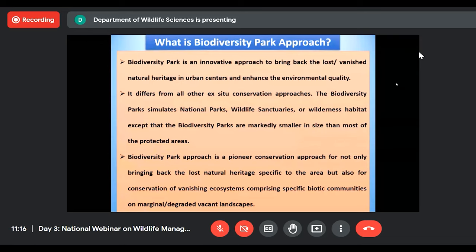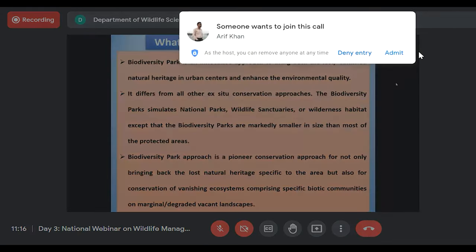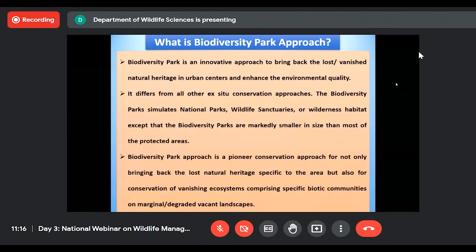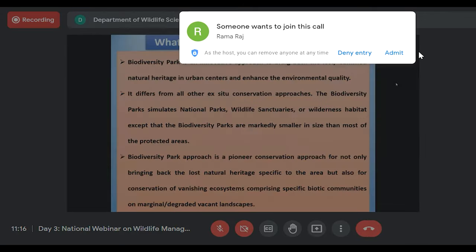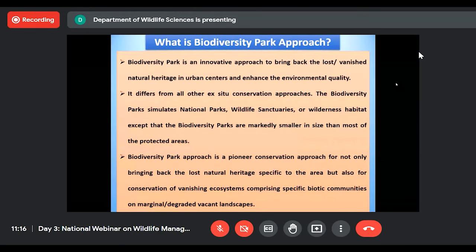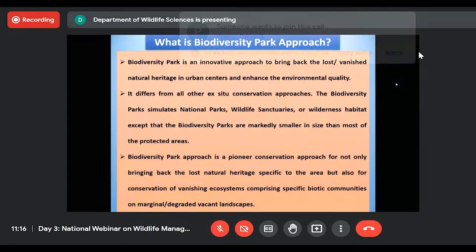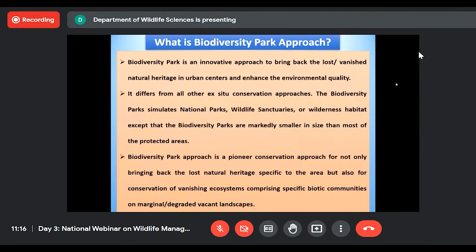Biodiversity parks simulate national parks, wildlife sanctuaries, or wilderness habitat, except that biodiversity parks are markedly smaller in size than most of those areas. So this is what the approach is. The biodiversity park approach is a pioneer conservation approach for not only bringing back the lost natural heritage specific to the area, but also for conservation of vanishing ecosystems comprising biodiversity communities on marginal, degraded, vacant landscapes.